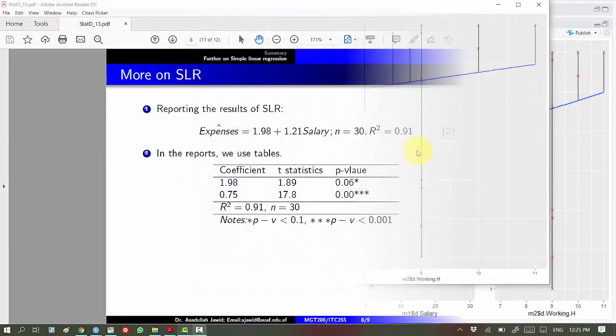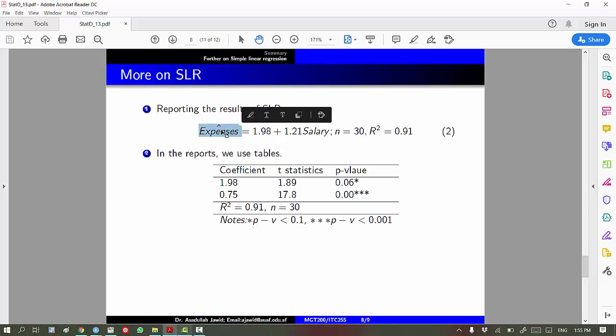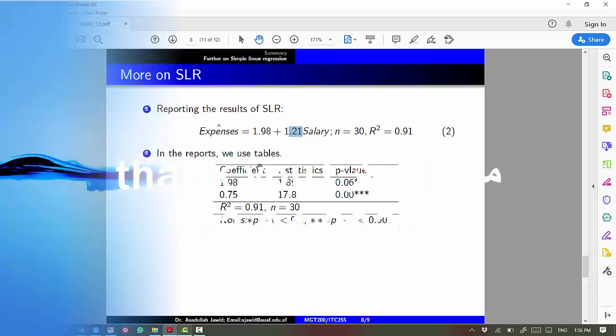If we decide to use a simple linear regression for our model for studying the association between two given variables, how can we write the output of the simple linear regression? We can use equations such as expenses hat, which is the estimated or the fitted expenses, equal to 1.98, which is the intercept, and 1.21, which is the coefficient of the salary. N is the number of observations, R squared is the amount of variation in expenses being explained by the salary. And most of the time in the reports, however, we use tables in the form.